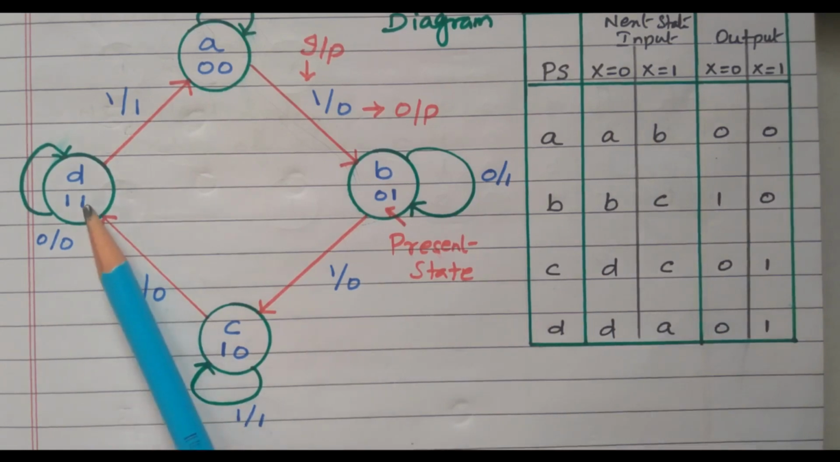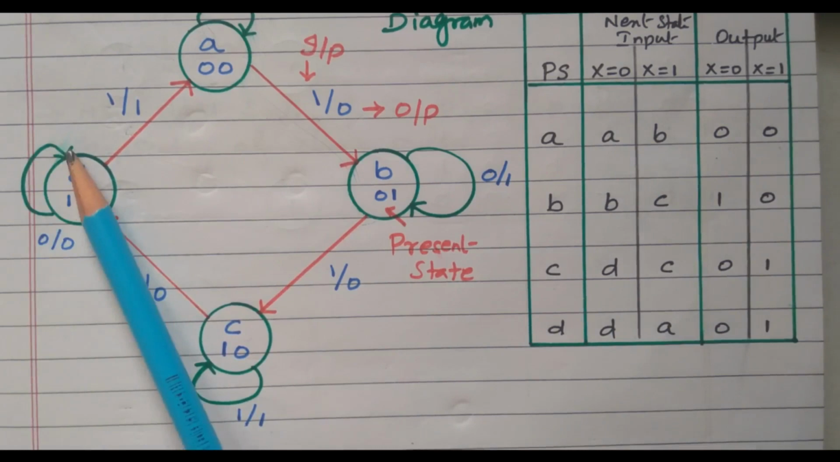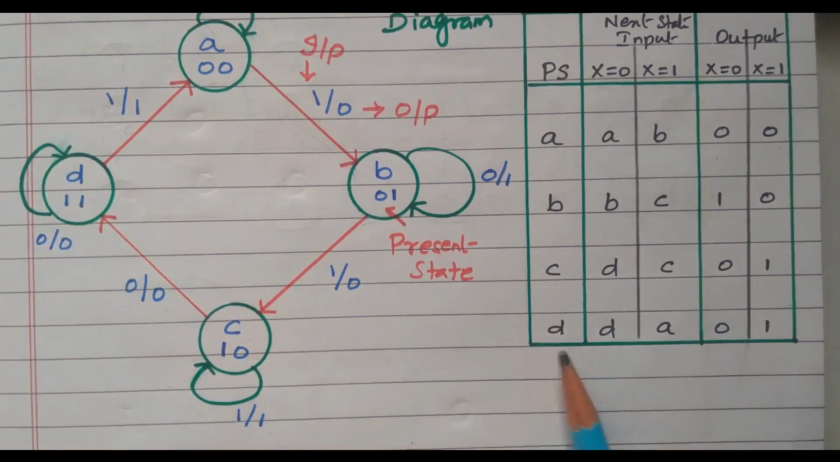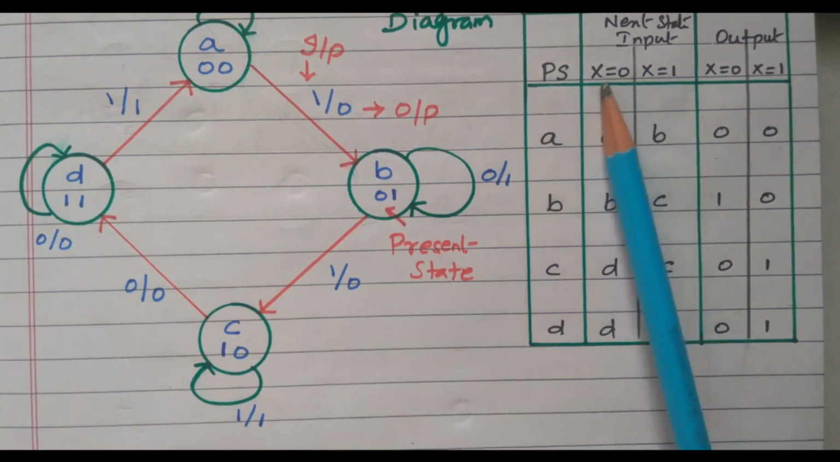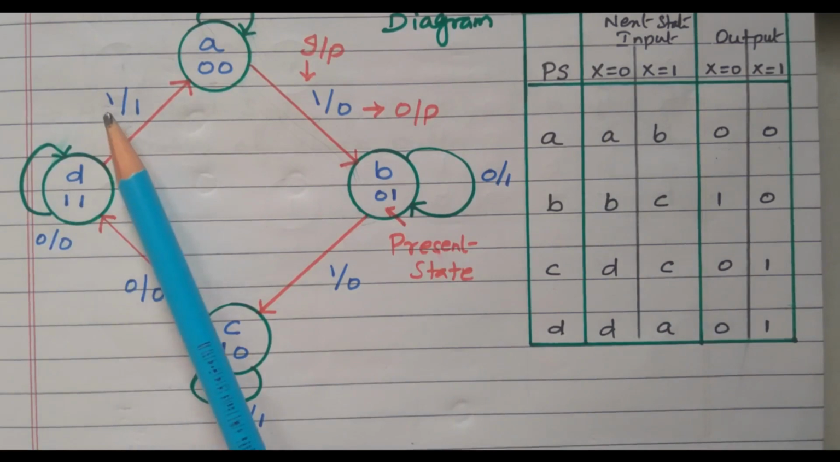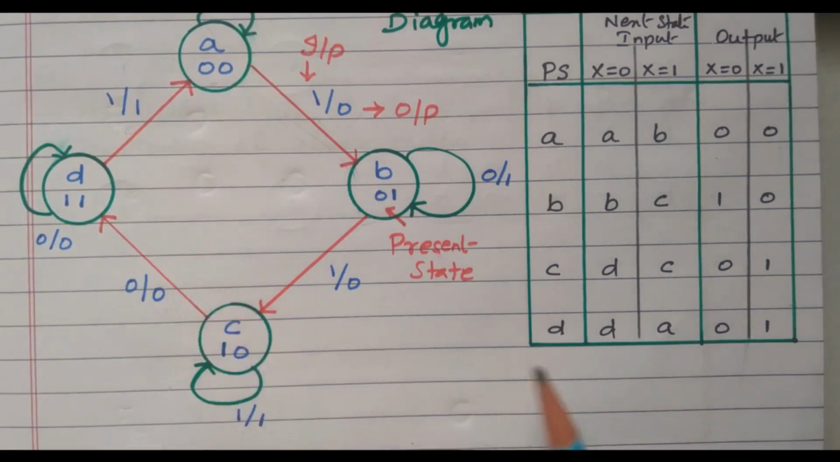I will go to the fourth state, D. When x equal to 0, D goes to D itself, the output is 0, right. When x equal to 1, D goes to A, the output is 1, right. So, we explained all the 4 states, right.